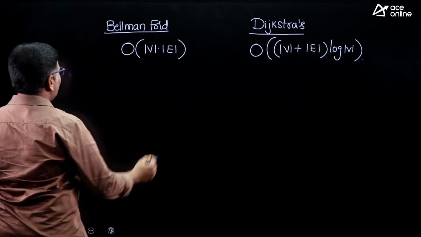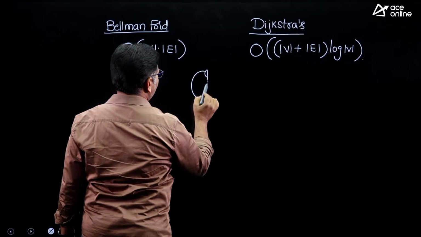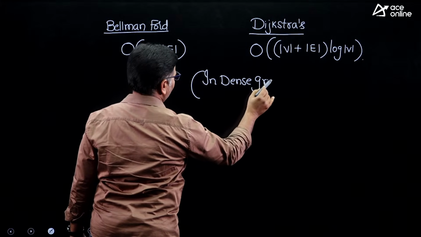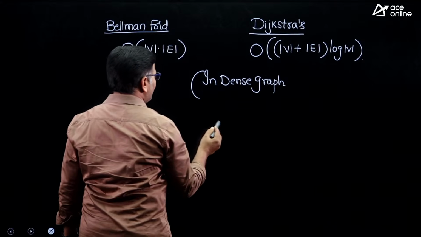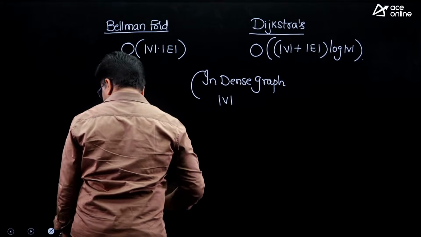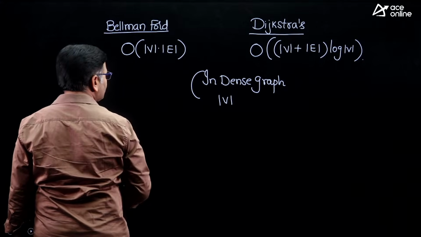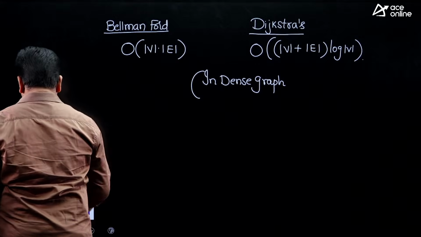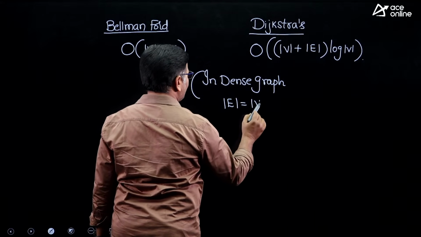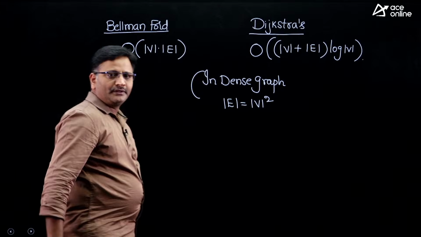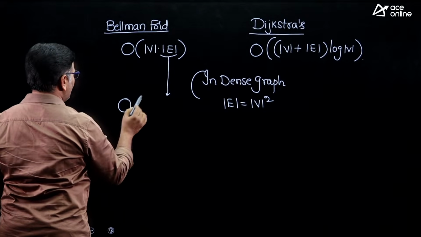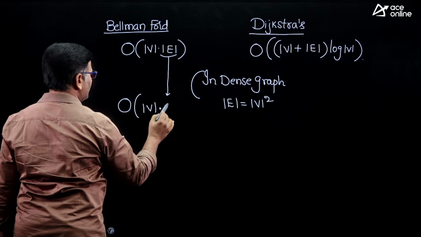Since the graph is a dense graph, the condition is that the number of edges in the graph must be equal to the number of vertices square. Therefore, in the place of E you can replace it with V square. So order of V into V square.